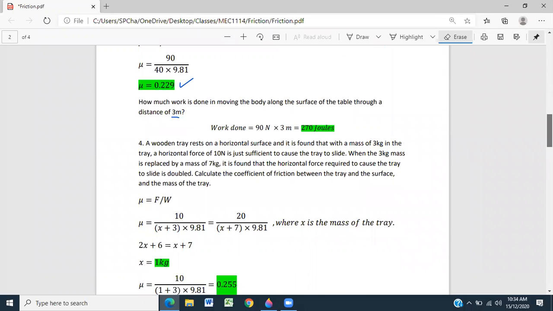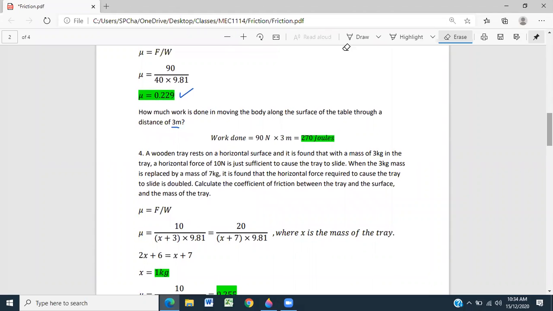All right, so how much work is done moving the body along the surface of the table through a distance of 3 meters? Well, we know that we used 90 newtons of force to move the body along 3 meters, right? But what is work? Well, work is the way we quantify using that energy, right? We say we use it to do this much, right? So we use that force to move 3 meters, right? So how much work is that?